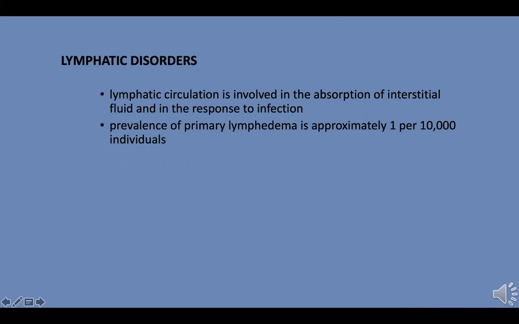So, abnormalities of the lymphatic system. The lymphatic circulation is involved in the absorption of interstitial fluid and in response to infection. The prevalence of primary lymphedema is approximately 1 in 10,000 individuals.